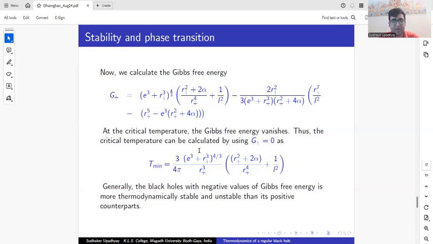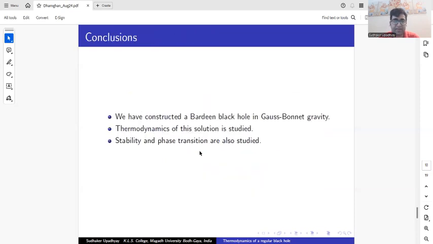So I'll stop here by concluding that we have studied the Bardeen black hole in Gauss-Bonnet gravity, which is characterized by nonlinear electrodynamics, and we have calculated the thermodynamics. We find that a regular black hole does not follow the standard first law of thermodynamics. Rather, it follows the modified first law of thermodynamics, and we have studied the stability, and we find that there exists a double phase transition.